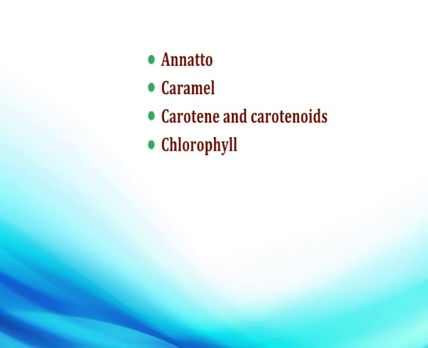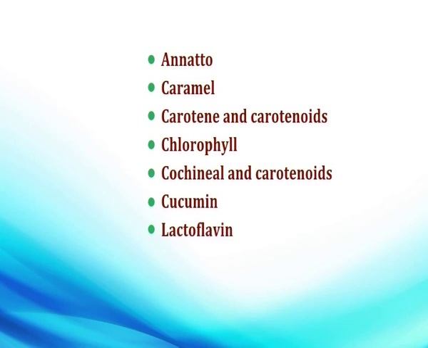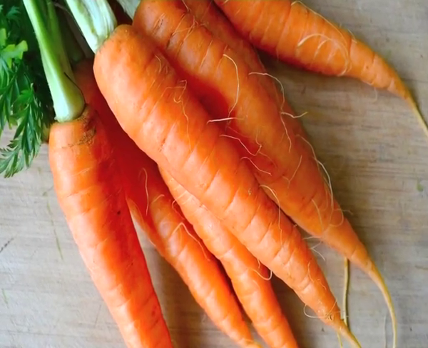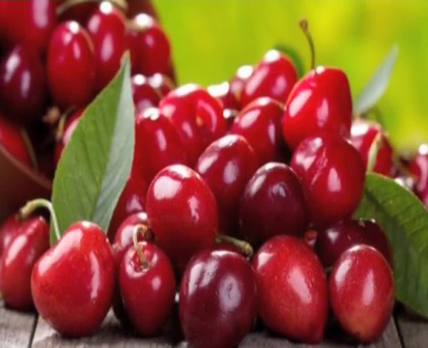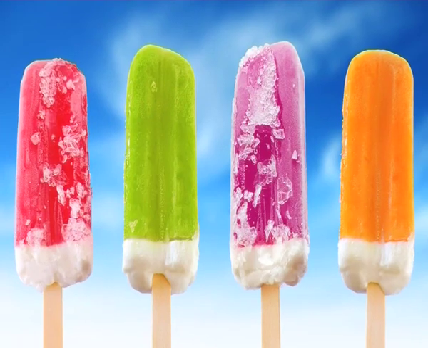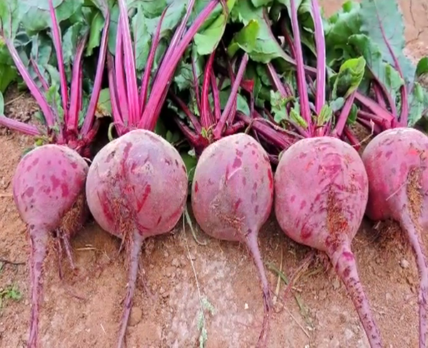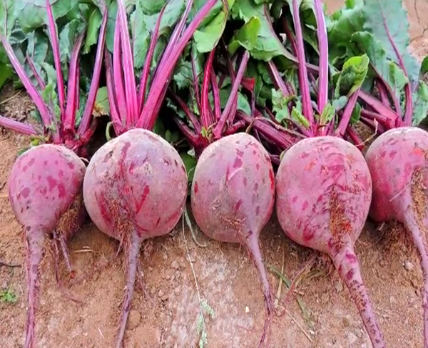FPO India in 1955 has permitted the use of the following natural and synthesized pigments for use in food. That is annatto, caramel, carotene and carotenoids, chlorophyll, cochineal and carotenoids, curcumin, lactoflavin, ratan jot and saffron. Carrot oil and juices of fruits like strawberry and cherries that develop an attractive pink color are generally used for coloring ice creams. Dehydrated beet powder is also included under permitted colors.